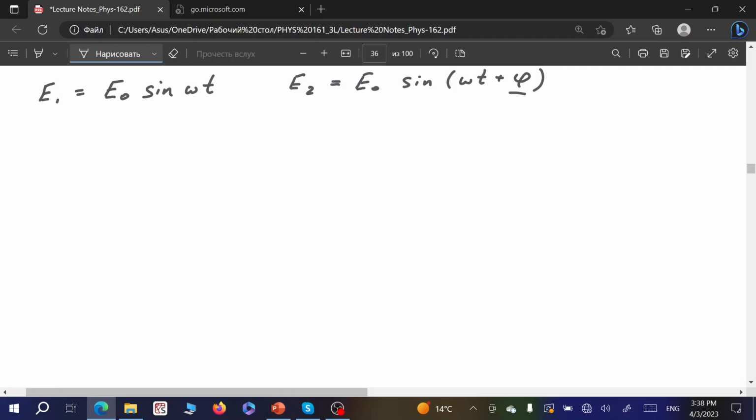It shouldn't be either 0 or pi. It can be any phase shift. So now we know that delta, the difference in paths which the waves are traveling, is given as R2 minus R1, and that is d times sine theta. So if delta is equal to lambda, then what will be the phase shift phi?